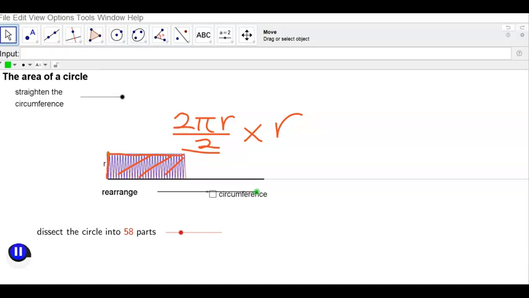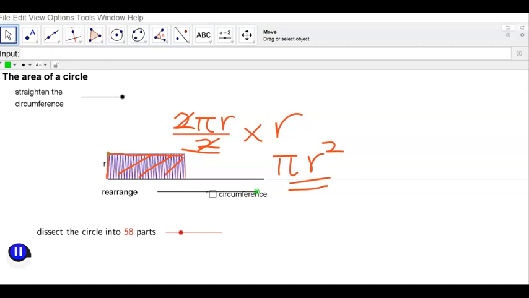So when you try to simplify this, these two cancel, leaving us with pi r times r, which gives us r squared. And so the area of a circle becomes pi r squared. This is what we know as the area of a circle, and it can be deduced from this experiment that we've conducted right now.